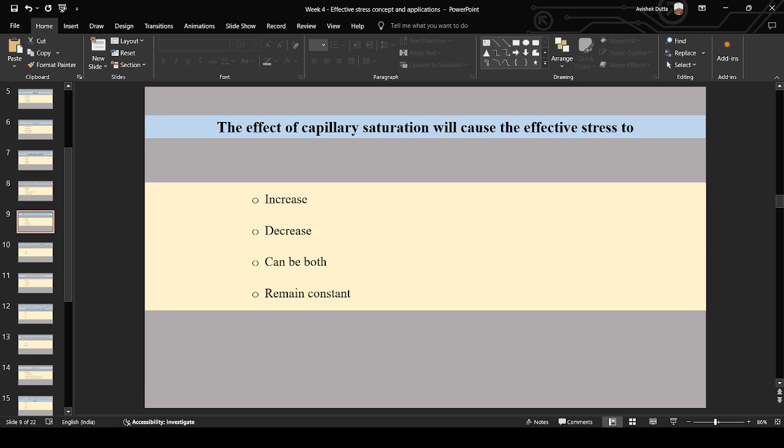I'll repeat the question. The effect of capillary saturation will cause the effective stress to. The options are increase, decrease, can be both, or remain constant. Okay. Next question.